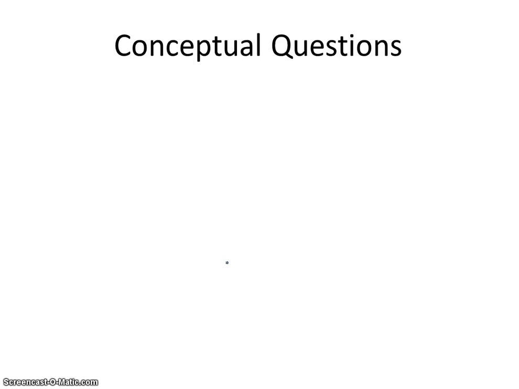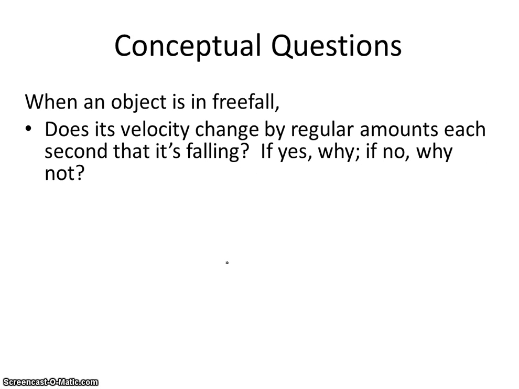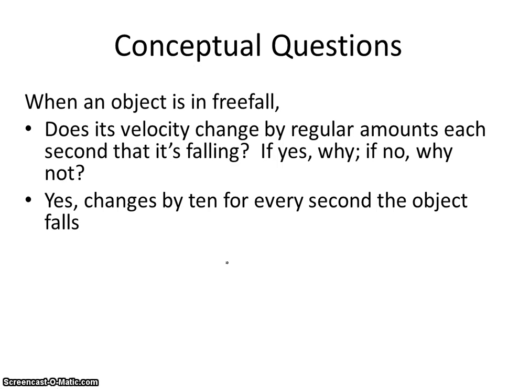So here's a couple of questions that don't have any math, but let's see how you do. When an object is freely falling, what happens to the velocity? If you said yes, you're right on target. And the answer is yes, it changes 10 meters per second for every second that it falls. So in the first second, it would be 10 meters per second. The second second, 20. The third second, 30 meters per second, and so forth.